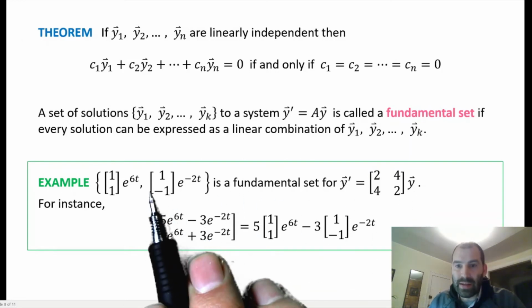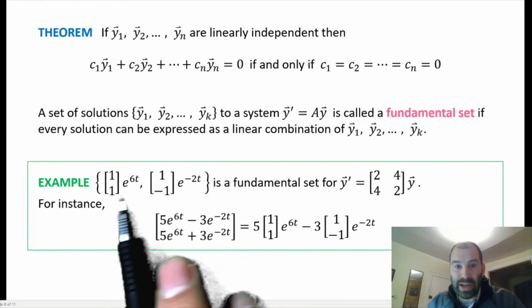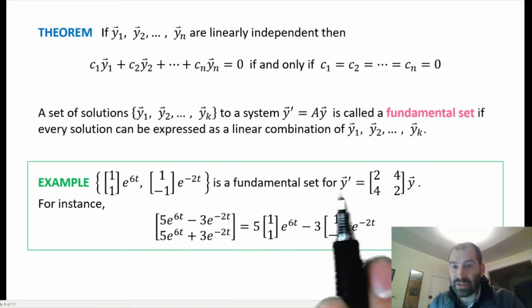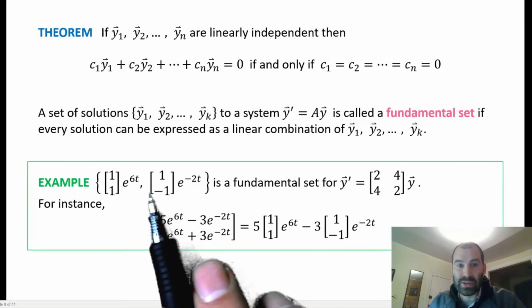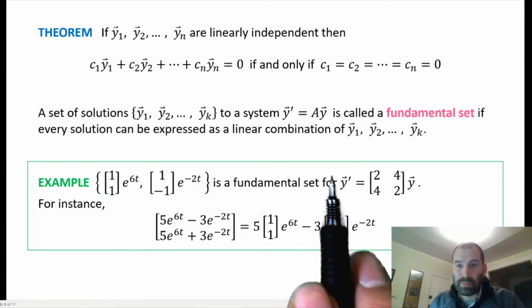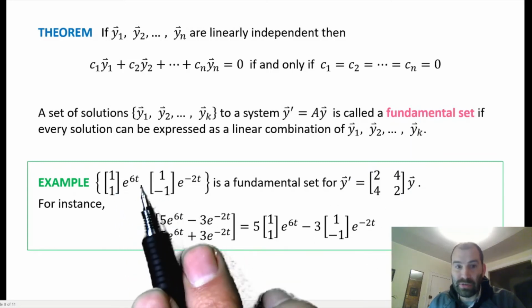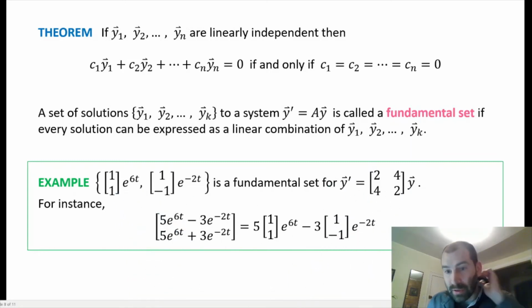Now, it'd be a good exercise for you to verify that these vectors solve this differential equation. Just take them, take the derivative, take the matrix, multiply it by each of these two vectors, just verify that that's true. And you'll see that it is. So these solve this differential equation. Now, how do we know they're a fundamental set? Well, we can't tell yet. We're going to learn in the next slide, all right?